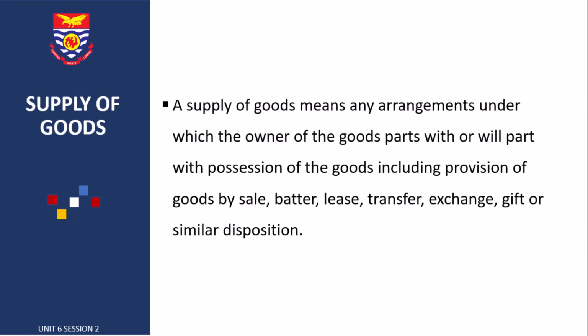Let us look at the definition for supply of goods. A supply of goods means any arrangement under which the owner of the goods parts with or will part with possession of the goods, including provision of goods by sale, barter, lease, transfer, exchange, gift, or similar disposition. And this can be found at Section 20 of the VAT Act 2013, Act 870.